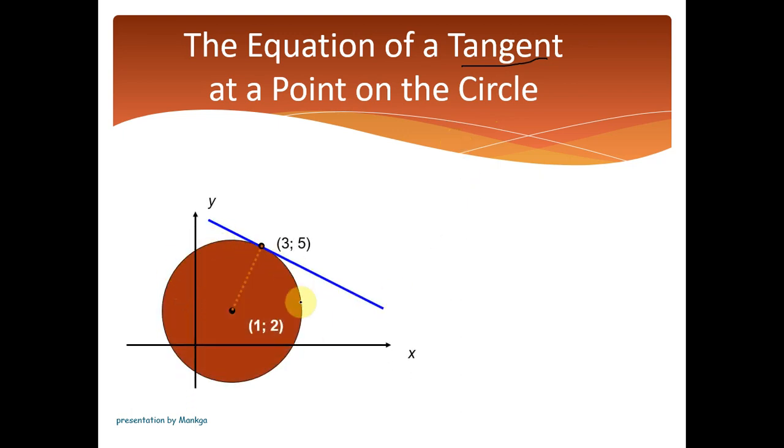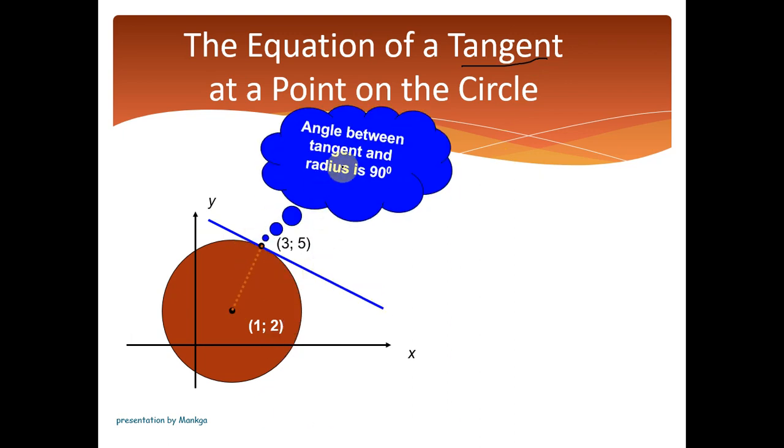We have a circle and a line touching the circle at a point; it is tangent to the circle. When we talk about a tangent, we're saying the tangent is always perpendicular to the radius, meaning they're at an angle of 90 degrees between the line and the radius.